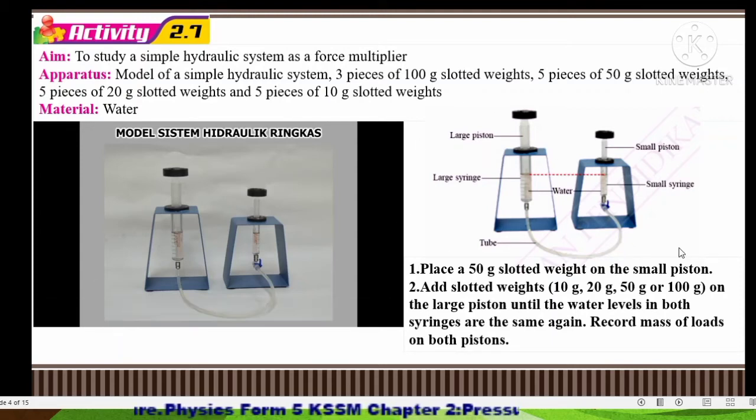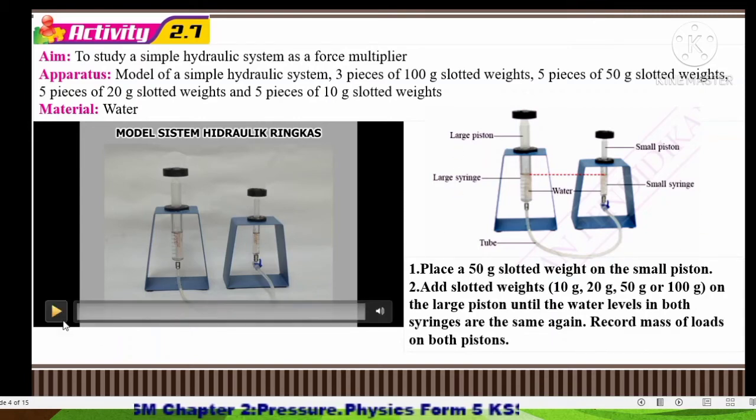So this is the diagram. You can look at the labels here. It consists of 2 syringes. The first syringe here is smaller, and you can see the piston is also smaller. It's connected to the second piston by this tube. The second syringe is larger, so it has a larger area of piston. This model, we call it the Pascal model, to explain Pascal principle. Okay, look at this video.